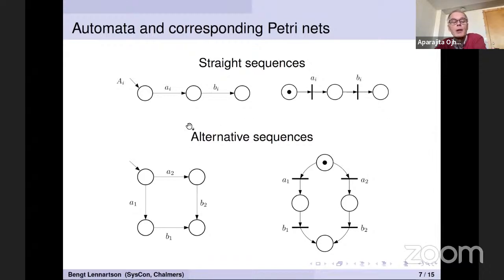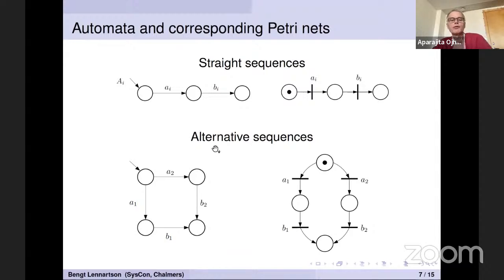Yeah, okay. Sorry. So this was a straight sequence. In the automaton, you move from the first to the second to the third state. And in the same way for the Petri net, you can move a token from the first place to the second place to the third place. And you see that you can use the same type of event names. In the Petri net, you also have this extra vertical line representing the transitions.